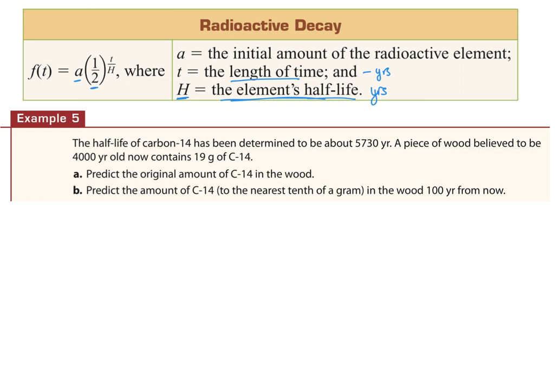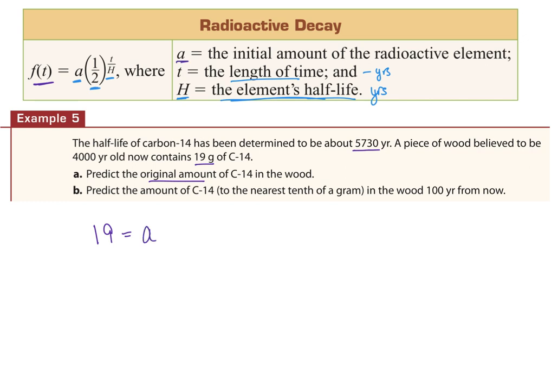And so you basically always use this equation. Initial amount, your base is 1/2, and then the number of years divided by how many years they have given you for the half-life. So if you look at this problem, they tell us the half-life of carbon-14 is 5,730 years. A piece of wood believed to be 4,000 years old contains 19 grams of C14. Predict the original amount. So they have given us where it is now, which is the f of t. So we now have 19 grams. They're asking about the original amount, which again is my A, always my A.